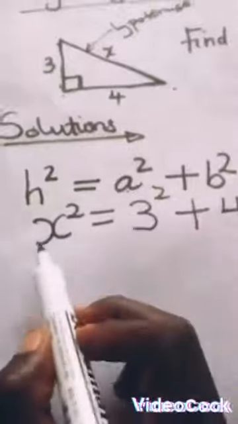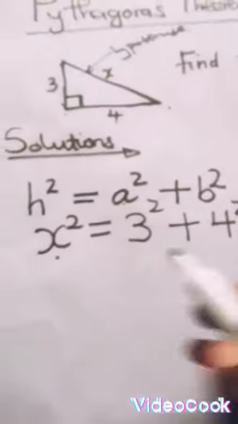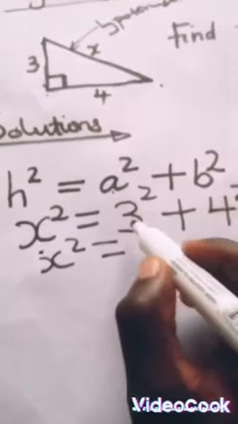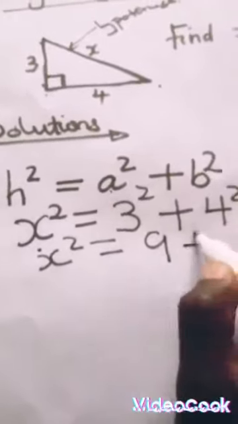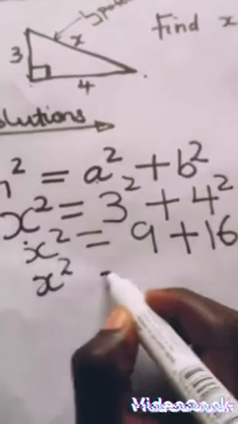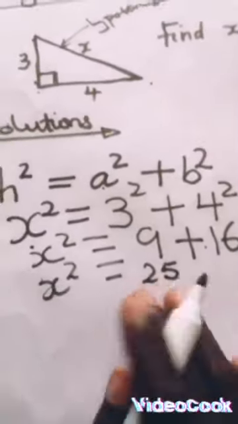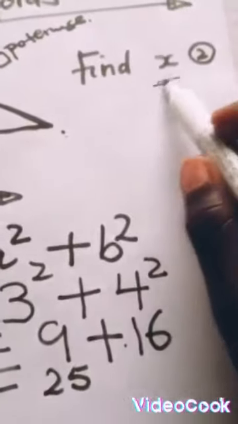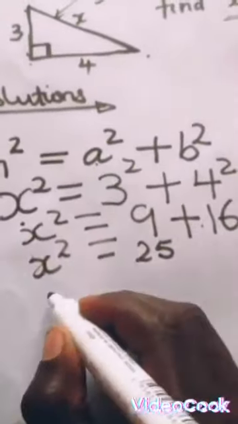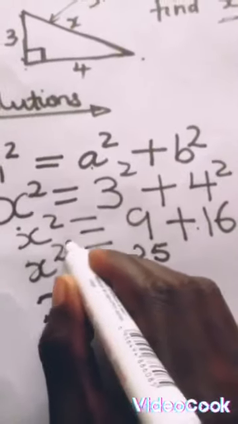Because the hypotenuse squared, which is x, is equal to another side squared plus another side squared. So x squared is equal to what? 3 squared, we get 9, plus 4 squared, 16. Then x squared is equivalent to 9 plus 16, we get 25. Now we want to find the value of x, not the value of x squared. So how do we find the value of x given x squared? We remove this power 2.